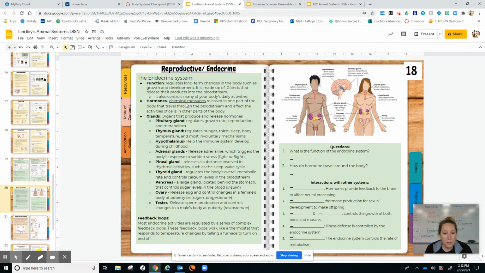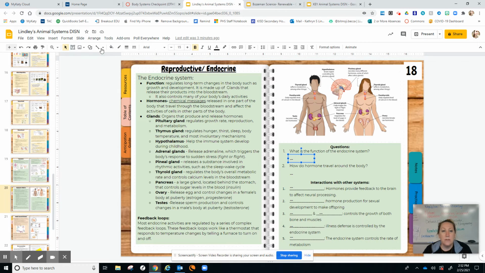A feedback loop. So basically, whenever anything's happening in your body, a message gets sent to your brain, and then the brain tells something to start working in response to that. So it's a loop that keeps going, continuous. And on the next page, we'll actually go into more about feedback loops.